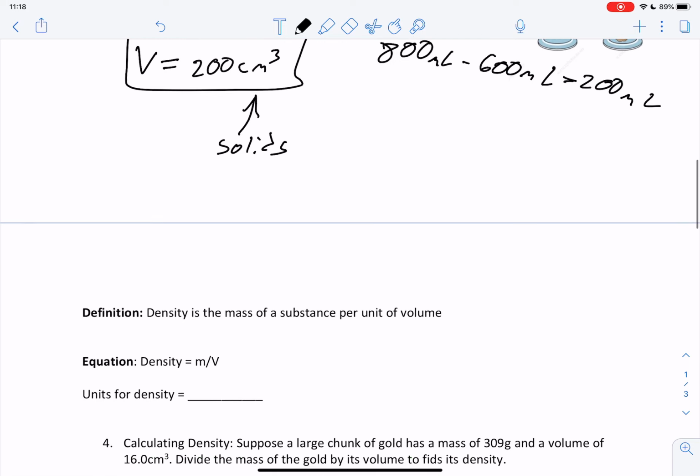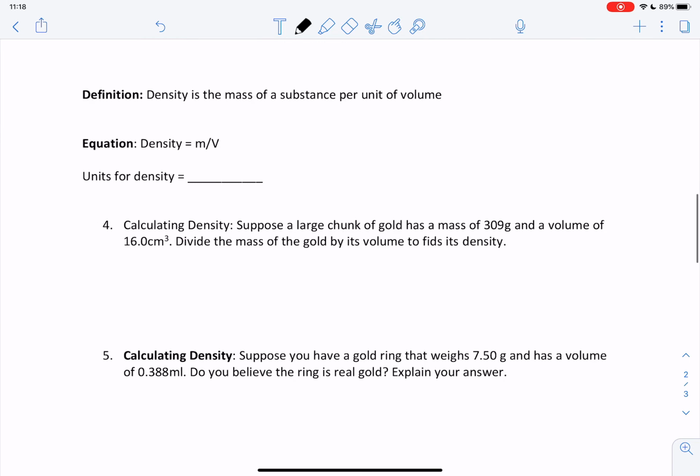And that's volume. Now if we look at the next part, density. Generally for density, for this section or lesson, we always have mass, we have volume, and we have density.